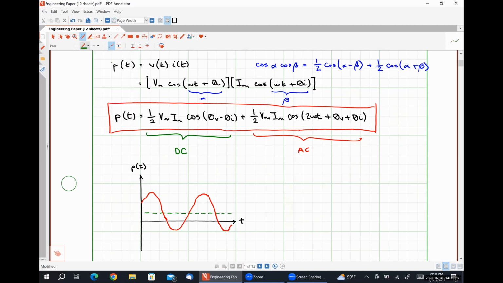Where, once again, this is our DC power part. And then the maximum value, and we have the AC value sinusoidally oscillating around this DC value. Okay.